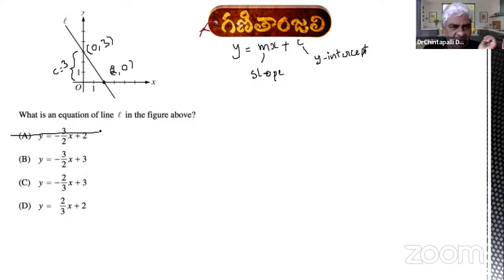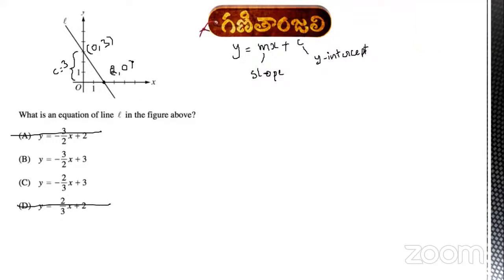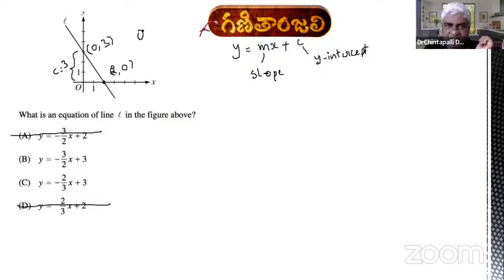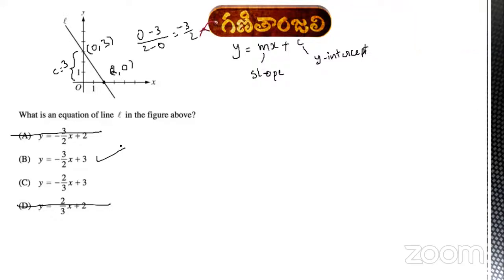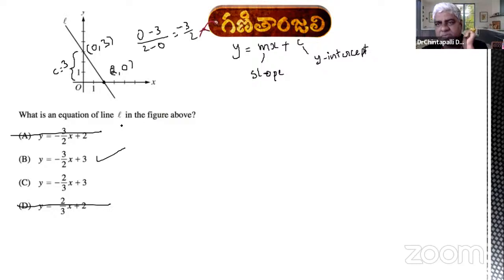So option A is ruled out, option C is ruled out, option D is ruled out. Maybe option B. Now the slope is 0 minus 3 over 2 minus 0, which is minus 3 over 2. So this is the correct answer, option B. It is a straightforward method.